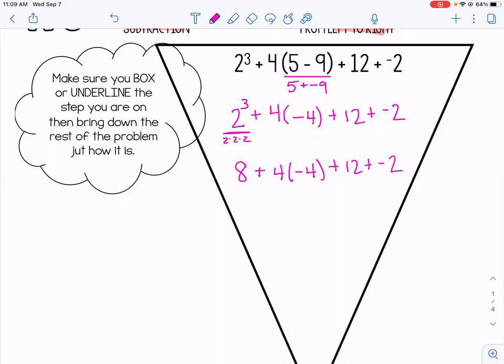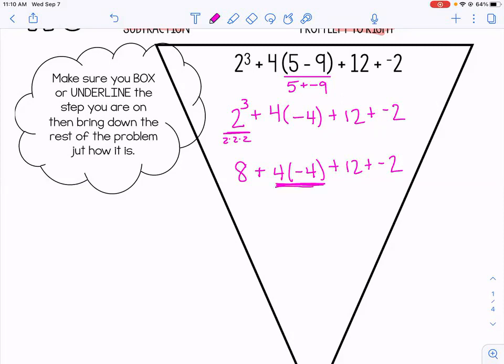Excellent. We've taken care of parentheses. We've taken care of exponents. Notice how I'm underlining the step that I'm going to do. So now we go to multiplication and division. How many multiplication and divisions do we have? We only have one, don't we? We only have to worry about 4 times negative 4.